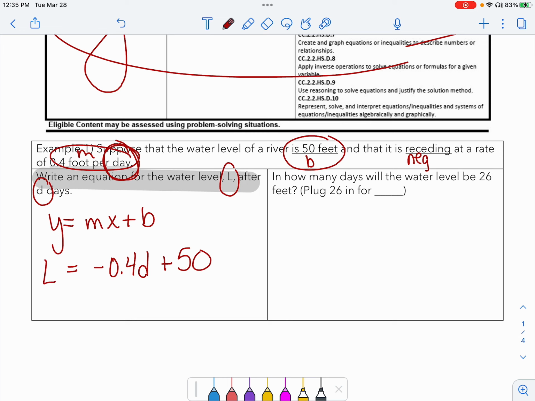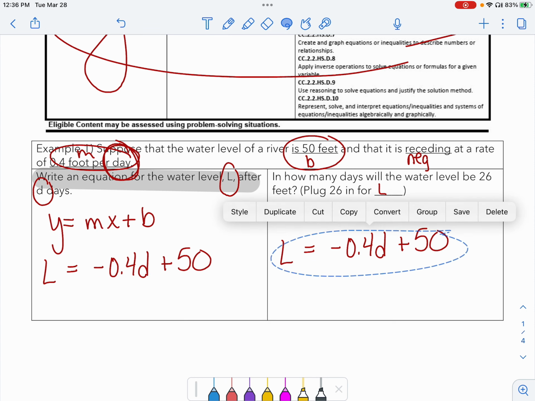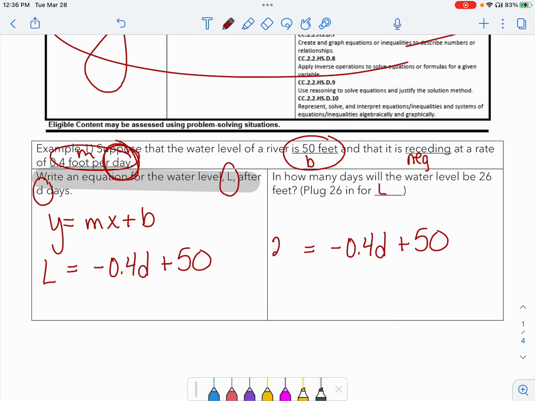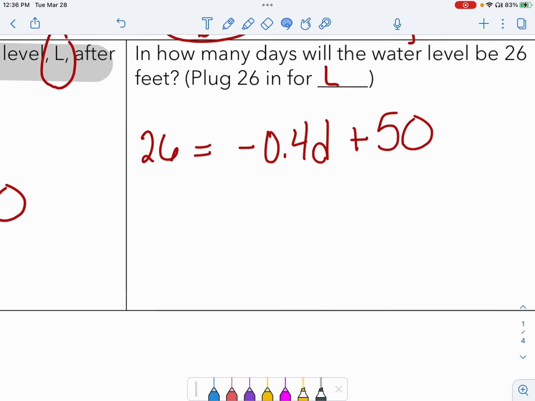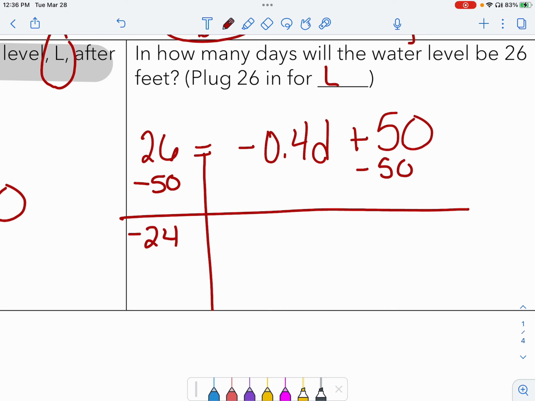So there's your equation. And how many days will the water be at 26 feet? So 26 feet is for the water level, so you're going to put that in for L. So I'm going to do a quick duplicate of this, throw it over here, take off the L, and put in 26. And now we're going to solve, and you guys, your solving skills have become so good over this semester. So let's go ahead and solve by taking away 50. Let's see, 26 minus 50 is negative 24, equaling negative 0.4d. Those cross off.